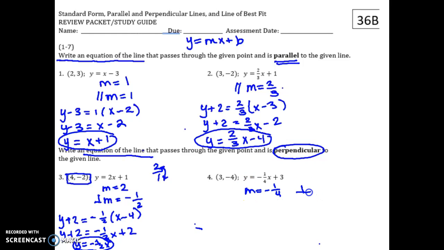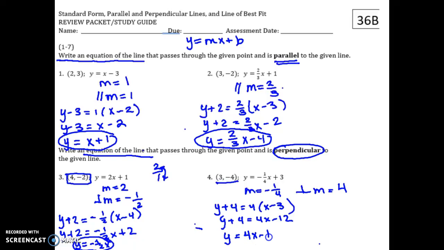The next one, my slope here is negative 1/4. So my perpendicular slope would actually be positive 4. Use that with the new point. Y plus 4 is equal to 4 times x minus 3. So we're going to get y plus 4 is equal to 4x minus 12. When I subtract 4 from both sides, I end up with y is equal to 4x minus 16.